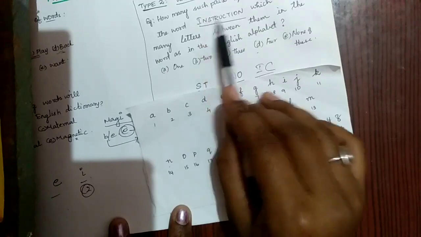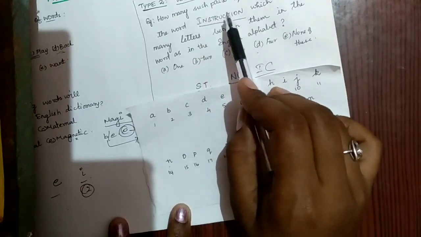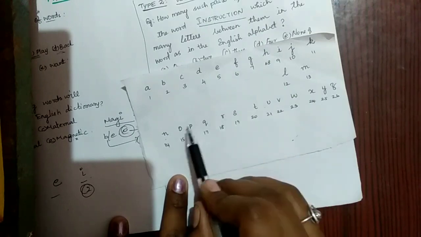And how many letters between N and T? 1, 2, 3, 4, 5, right? And here between N and T, 1, 2, 3, 4, 5.